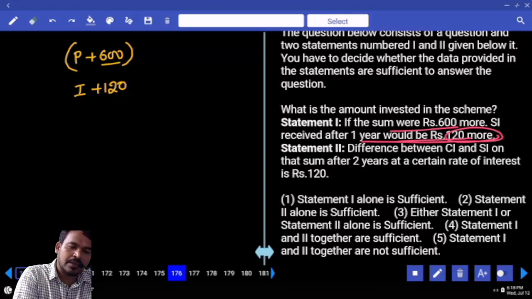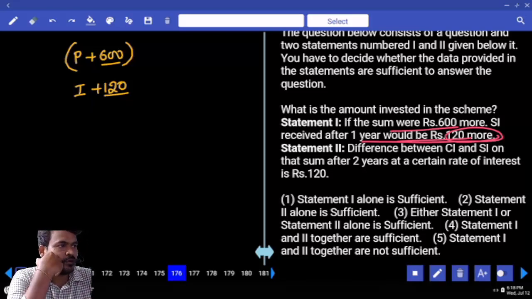How much principal is extra? 600. How much interest is extra? 120. Is that 120 one year's interest or two years' interest? 1 year interest. Okay. 120 is what percent of 600? 20%. Means the per annum interest, in terms of rate percent, is how much?